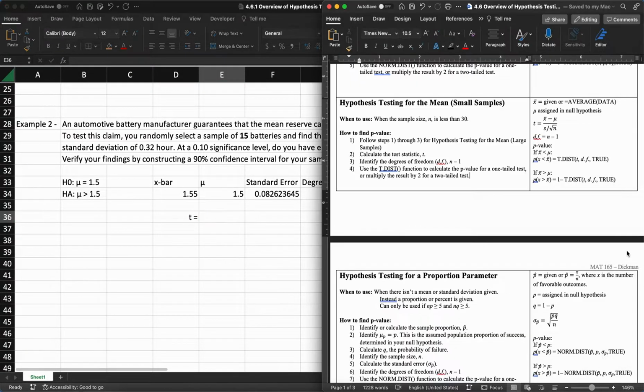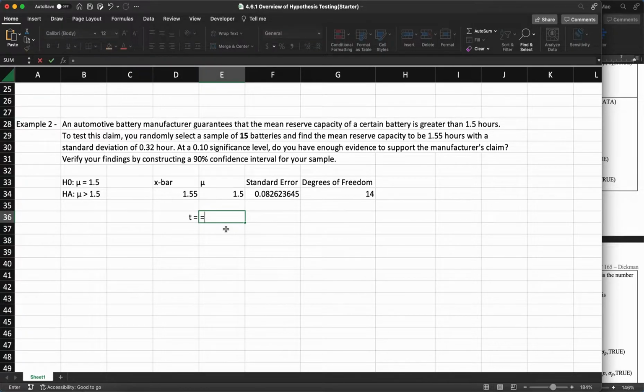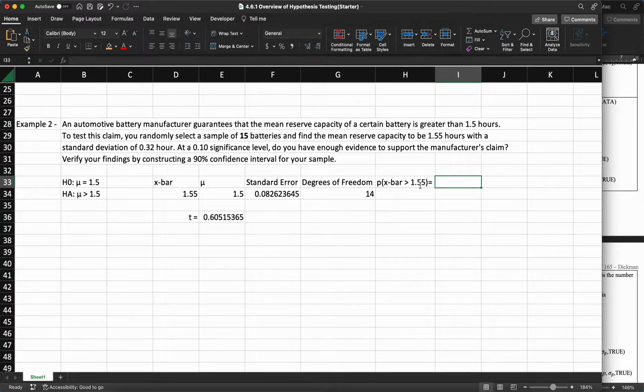So t is calculated. You can see it's written right here. My t-value is going to be x bar minus mu over the standard error. So that's going to be x bar minus mu divided by the standard error. So that gives me a t-value of 0.60515. So now if I want to find the probability that x bar is greater than 1.55, what's the probability that I would get a sample that happens to be this far away from the mean?